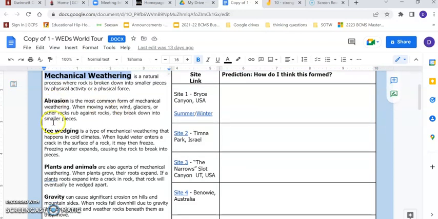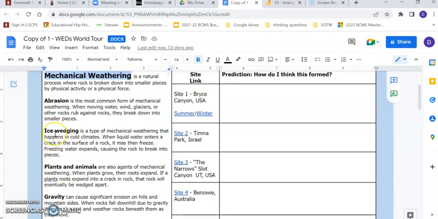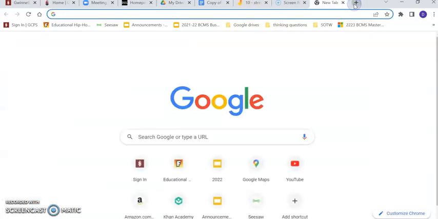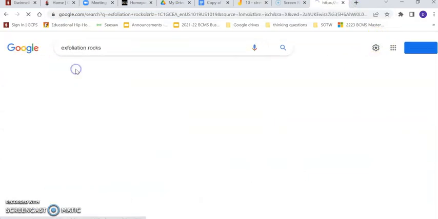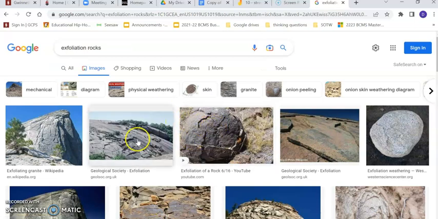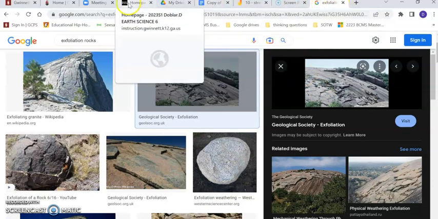They were abrasion, ice wedging, plants and animals, gravity. There was also another one that's not on here called exfoliation that occurred when a rock gets really hot and it kind of peels off in sheets like this. That's exfoliation right there, weathering. That's not on the list, and nothing on your world tour was caused by that.